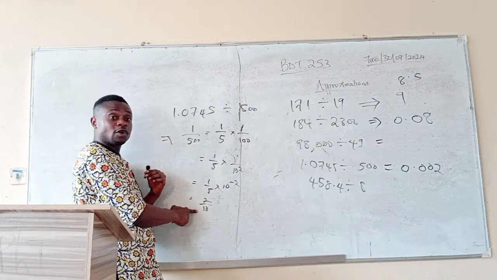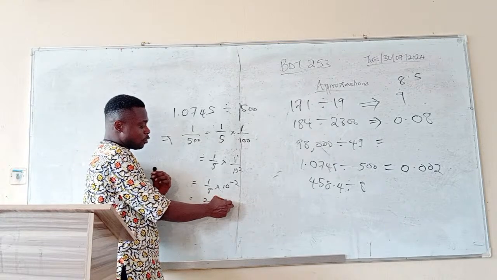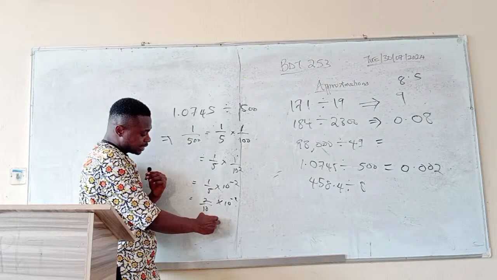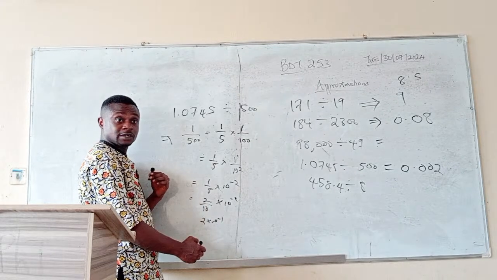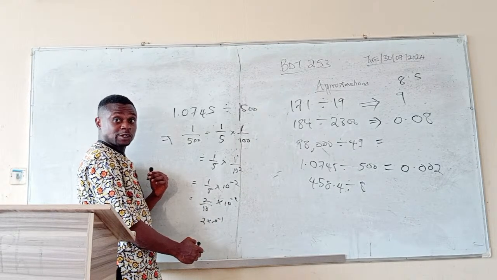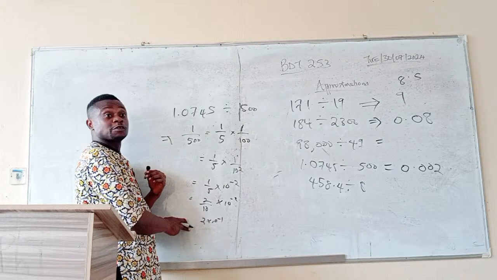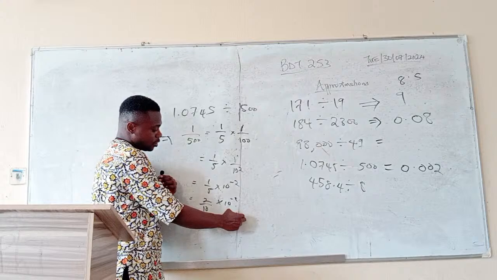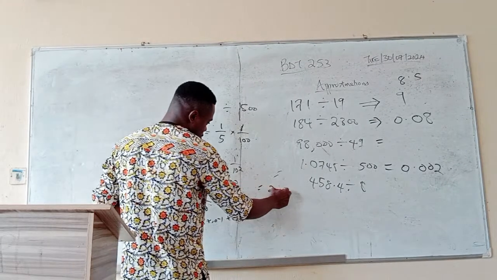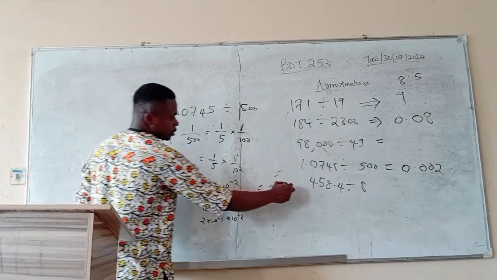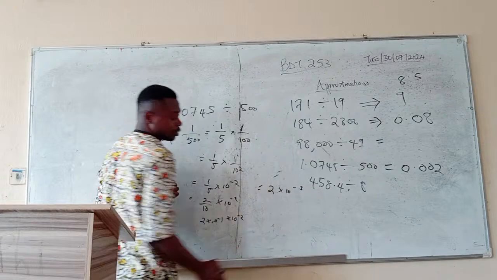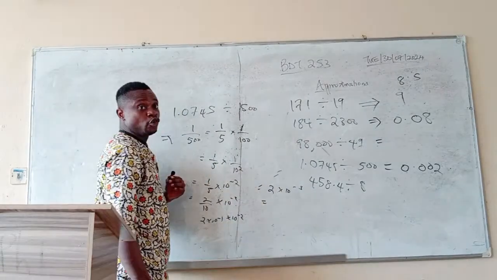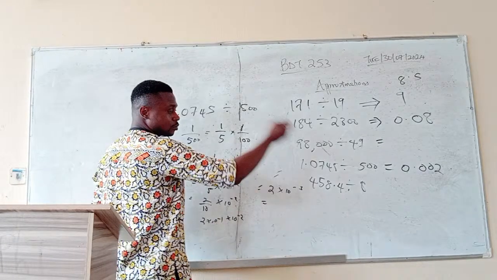It becomes 2 over 10 times 3 raised to the power of minus 2. This is saying 2 times 3 raised to the power of minus 1. Do you agree with me? Good. Times 3 raised to the power of minus 2. You are now saying 2 times 3 raised to the power of minus 3. True or false? So put it in numerical form. In numerical form, it becomes what?